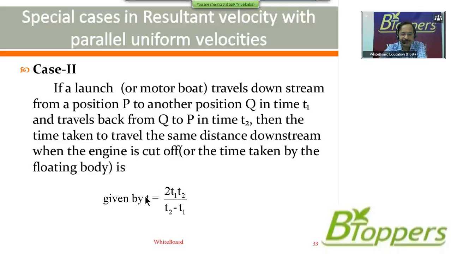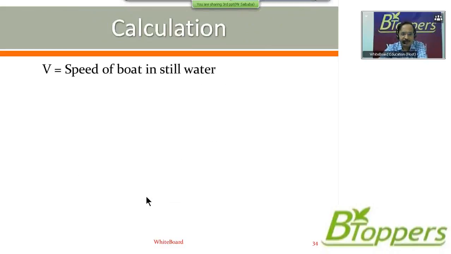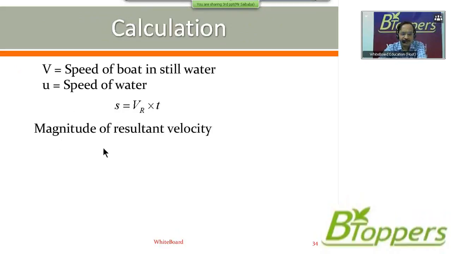I'd like to show you the calculation for this. Let S be the distance from P to Q. Let V be the speed of boat in still water or speed of boat relative to water. And U is equal to speed of water. In general, we can write magnitude of the displacement is equal to magnitude of the resultant velocity into time taken. That is, when the body moves with uniform velocity, magnitude of the displacement equal to magnitude of the velocity into time interval. So in the first case, of course, in general, we can write magnitude of the resultant velocity equal to S by T.